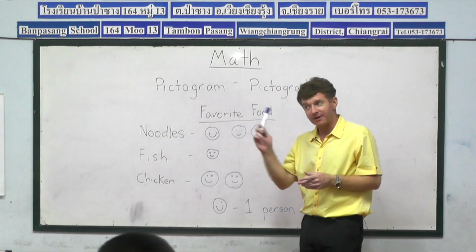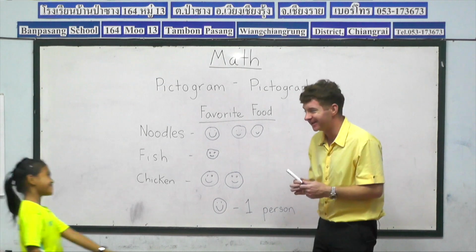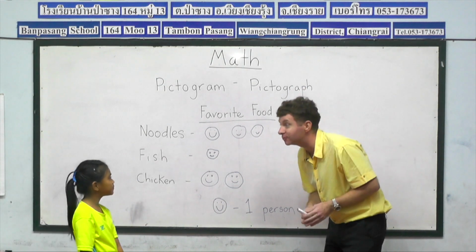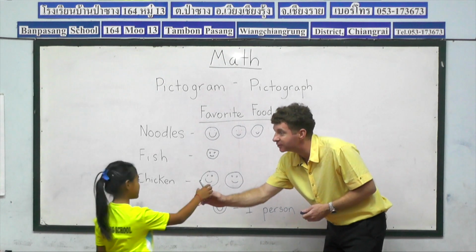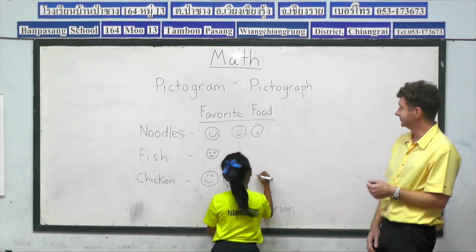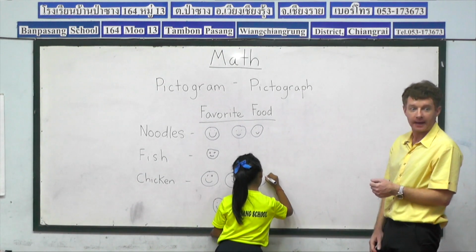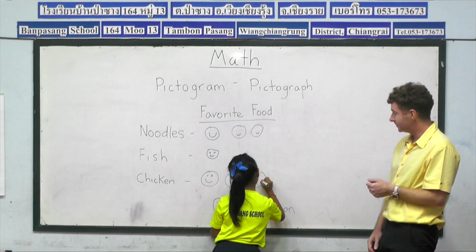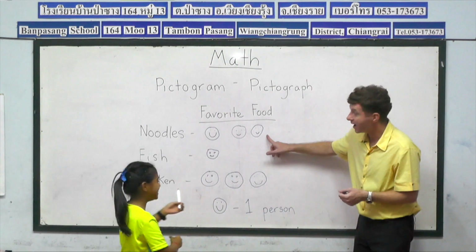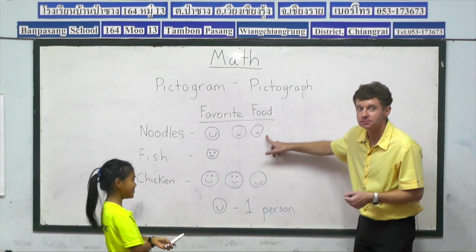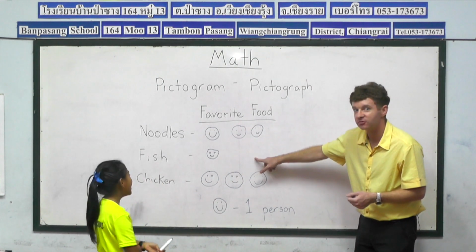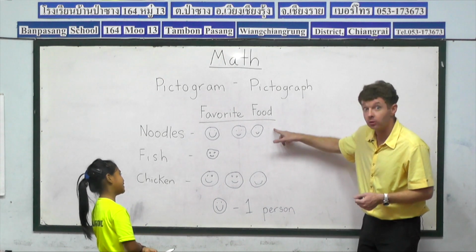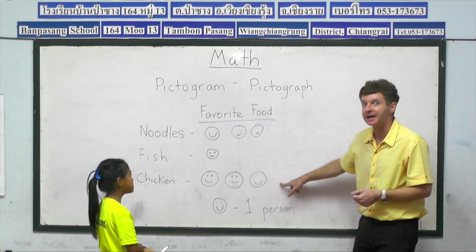And don't forget, try to make it a smiley face. So, we've got noodles, fish, and chicken to choose from. What's your favourite food? Wow, okay, so chicken again. So far, how many for noodles? 3. How many for fish? 1. How many for chicken? 3. So noodles and chicken are level at the moment.